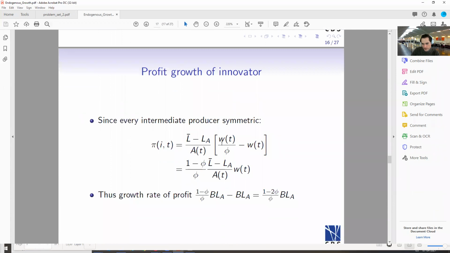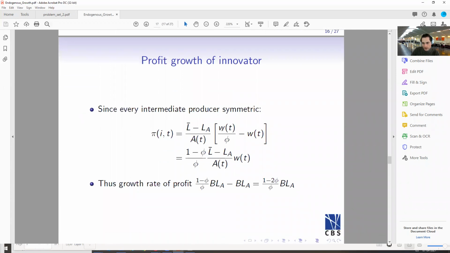Oh, here it is. I didn't write it here, but this here is the profit of an intermediate producer, and it's price minus cost times quantity. You recall the way we got this quantity in equilibrium is we're taking the total amount of labor and dividing by the number of firms. Since labor is equal to output in this model, that's your total quantity. So that doesn't change.